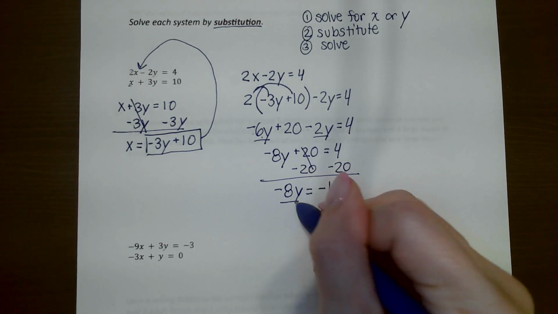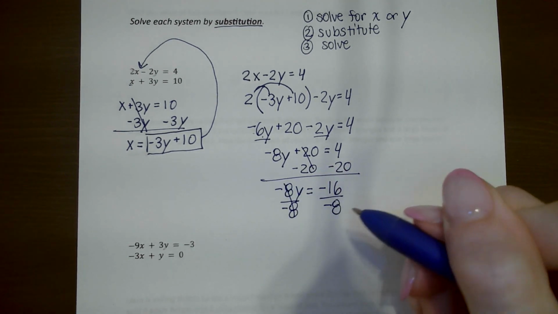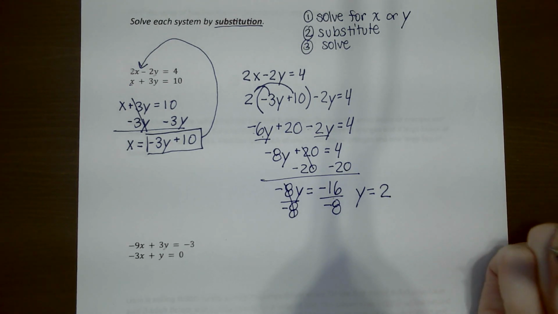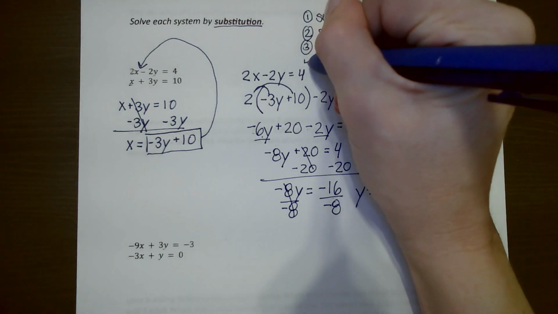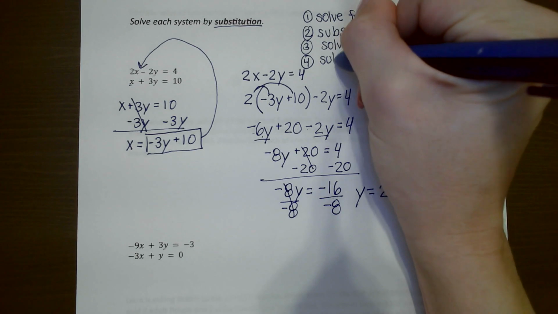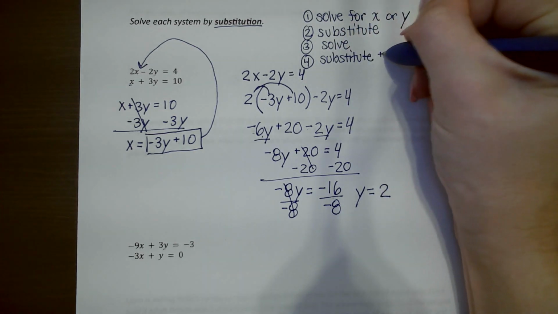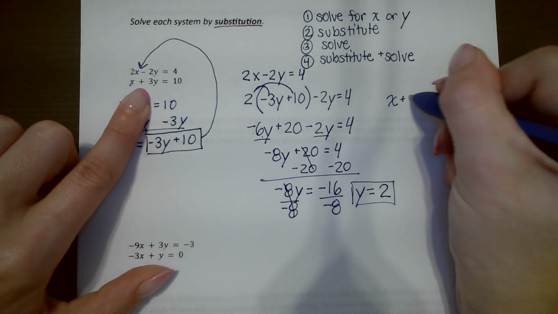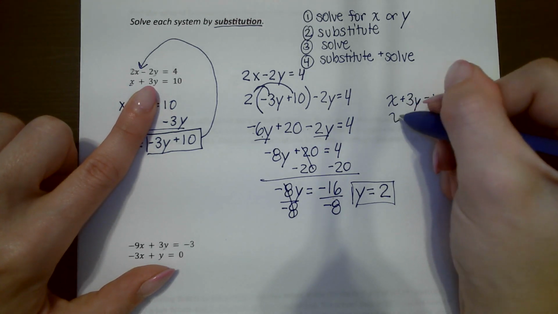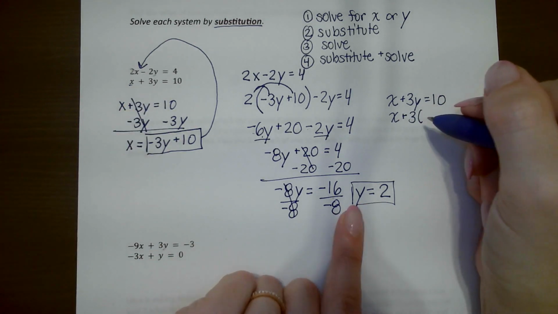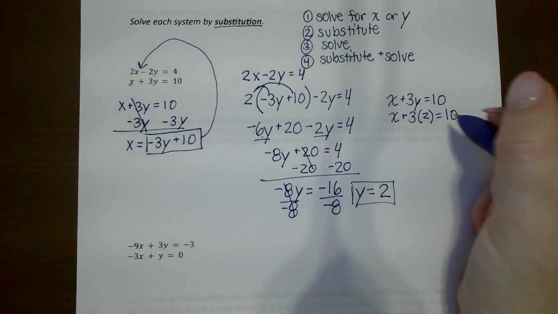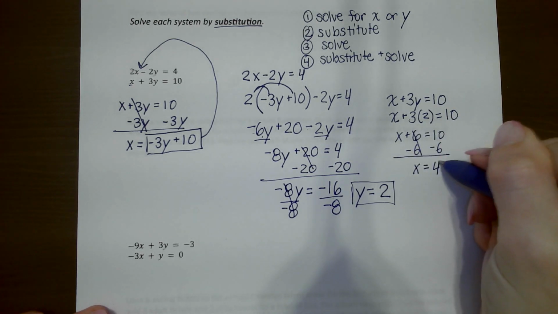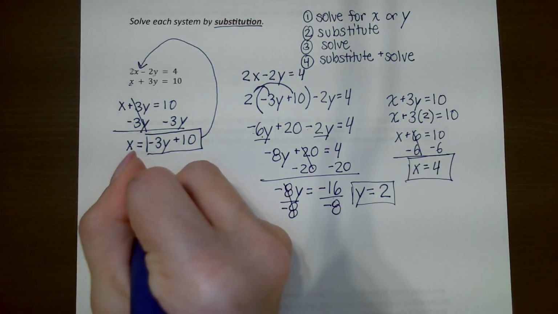Now I'm almost done. I need y alone, so let's divide by negative 8 using those inverse operations. And we get y equals negative 16 divided by negative 8, which is positive 2. So y equals positive 2. Now we've solved for y. My next and final step is to substitute y and solve for the other variable, which is x. So if y equals 2, I'm going to take one of my equations. I'm going to use x plus 3y equals 10, and I'm going to substitute my new value for y, which is 2, and then solve for x. So x plus 6 equals 10, minus 6. x equals 4. All right, so we've got our solution, (4, 2).